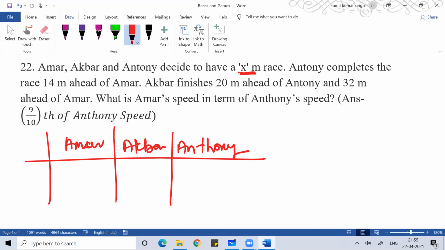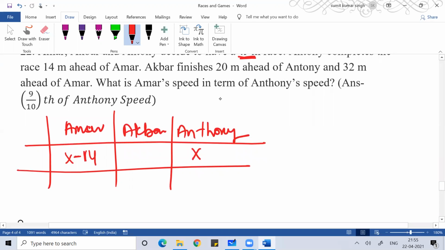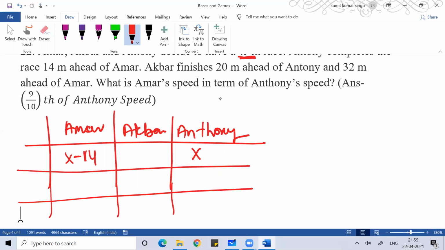Anthony completes the race 14 meter ahead of Amar. And Akbar finishes 20 meter ahead of Anthony, and 32 meter ahead of Amar. So what is Amar's speed in terms of Anthony's speed?